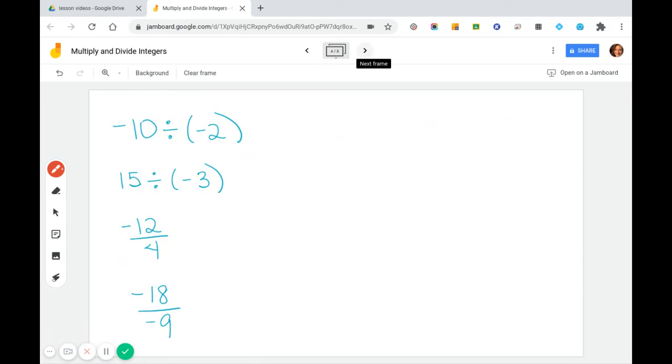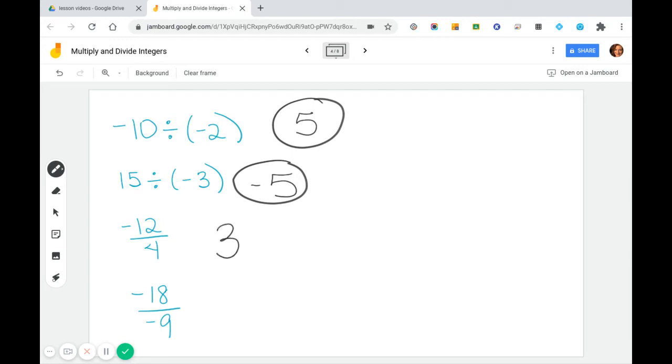Division's the same way. Every 2 negative signs buddy up to make a positive. So on this first one here, I've got negative 10 divided by negative 2. 10 divided by 2 is 5. I have 2 negatives. Those 2 buddy up. They cancel. This is just a positive 5. 15 divided by negative 3. 15 divided by 3 is 5. I've only got 1 negative sign, so he doesn't have a buddy. That's going to be a negative. Negative 12 divided by 4. 12 divided by 4 is 3. 1 negative leaves the whole thing negative, so it's a negative 3.